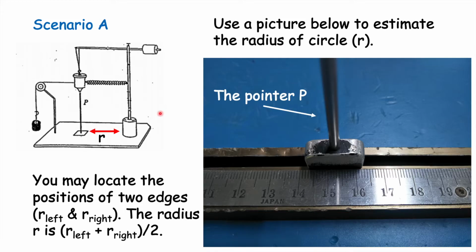Then you measure the distance between the bulb and the pole by reading the location of the pointer. Use this picture below to estimate the radius of the circle, which is also the distance between the bulb and the pole. You may locate the position of two edges and then say that the radius is the sum of these two locations divided by 2.